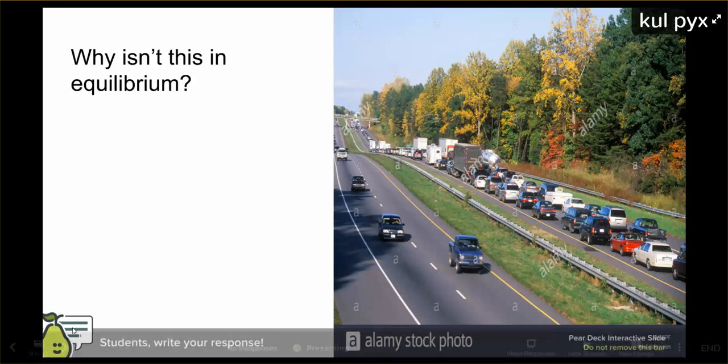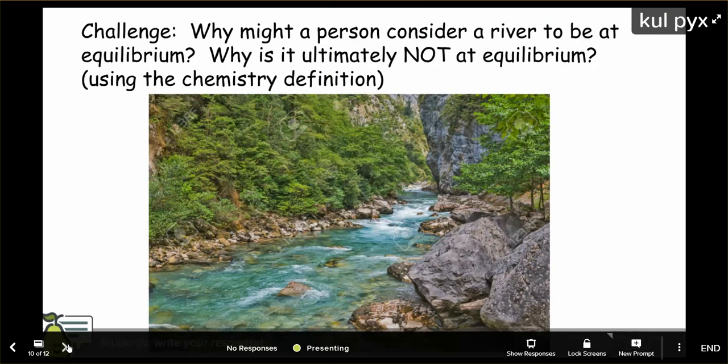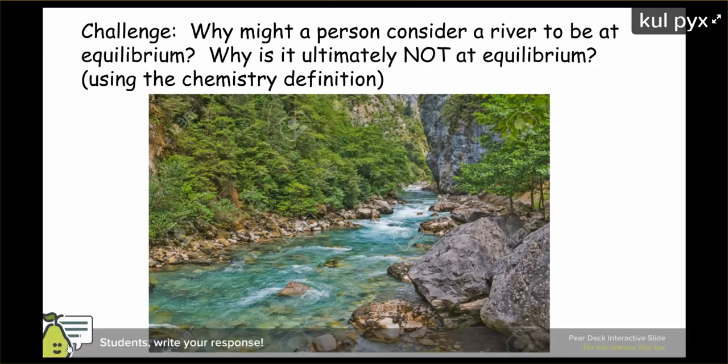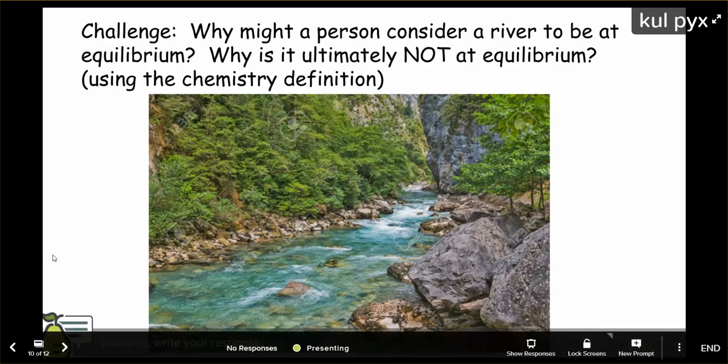Okay, moving on to slide number 10. Here's a challenge for you guys. It says, why might a person consider a river to be at equilibrium, but ultimately it's not? So you could argue that it is, but if you really look at the details, it's not really. Let's see if you guys can figure out this little challenge.